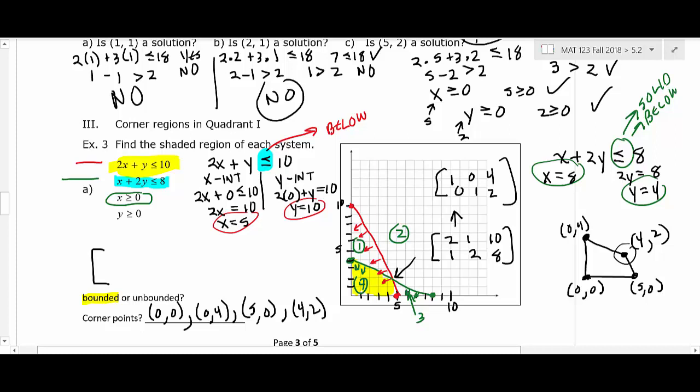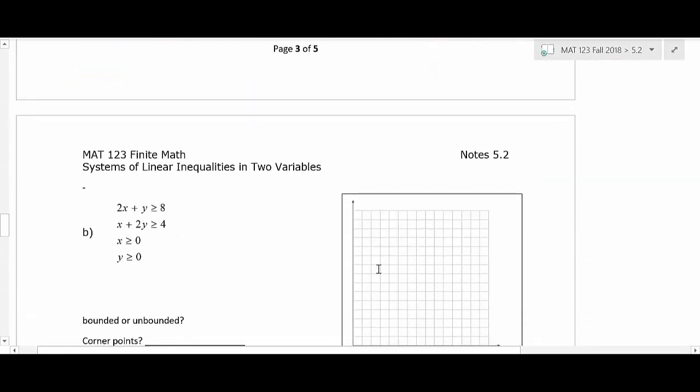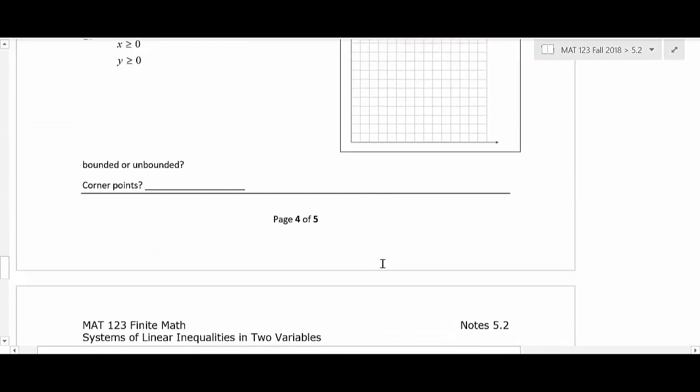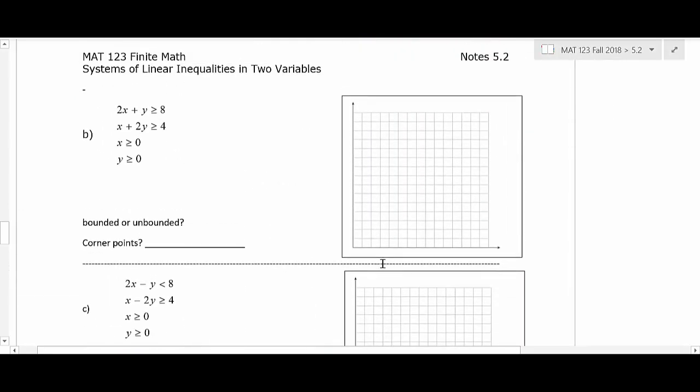If they're both less than, it means they're going to be below. So you're going to be below both lines. That can be different regions depending on what your inequalities are. Okay, and then use that matrix to find that one corner point. We'll do several of these to get the idea, and I'll let you maybe try one of these here in a minute and see if you can put this together.